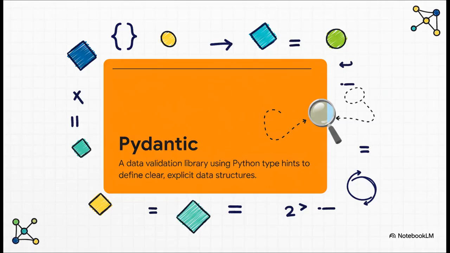And this is where Pydantic comes in to save the day. It's this incredible library that lets you use Python's own type hints to define what your data should look like. You basically create a clear, explicit blueprint for your data structures, and Pydantic becomes the enforcer.